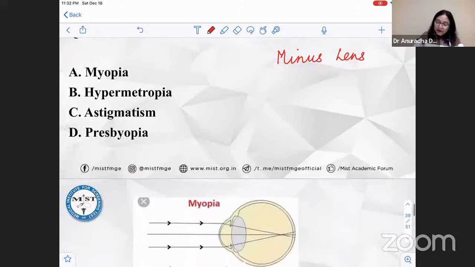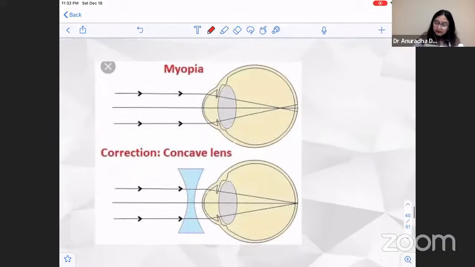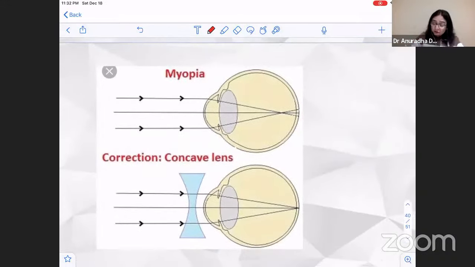How? Because what is myopia? You remember, in myopia, the image is formed in front of the retina. Why? Because the converging power of the eye is more.